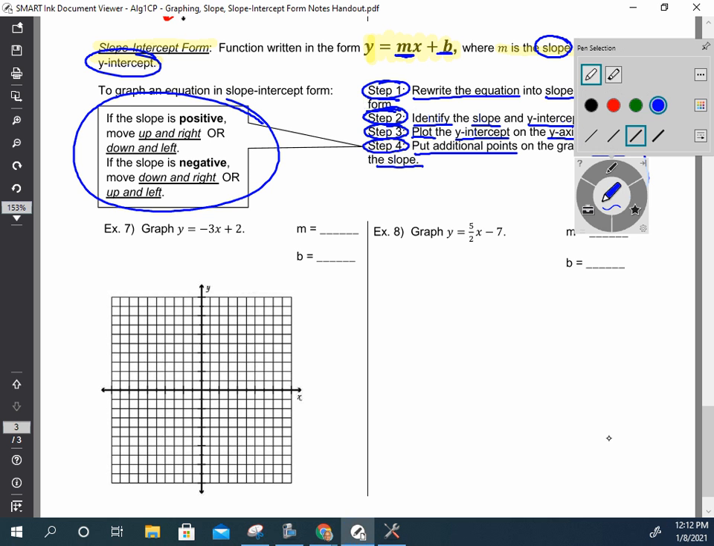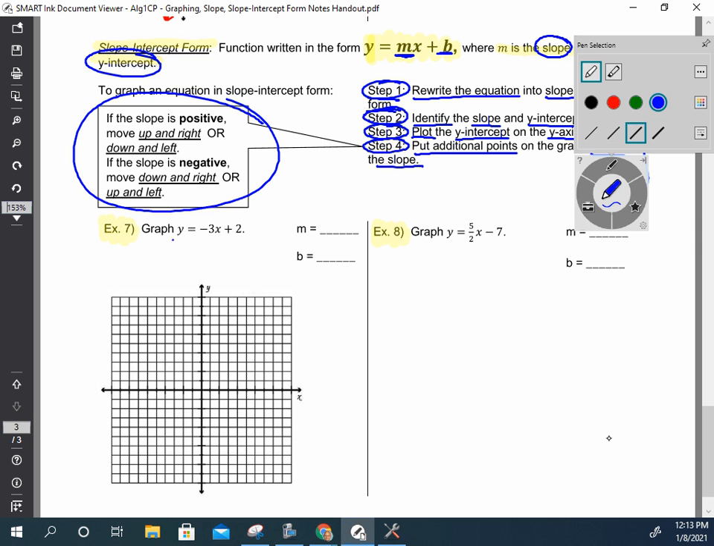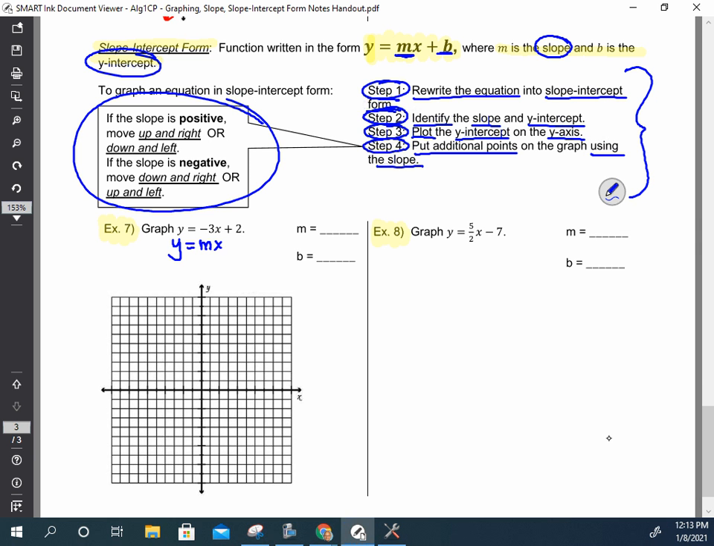So let me get my highlight for example 7 and 8. Example 7, we're going to graph y equals negative 3x plus 2. I'm going to put the formula right underneath it. Which number represents the slope? x isn't a number, so you won't put that. And what's in front of that x? Negative 3.